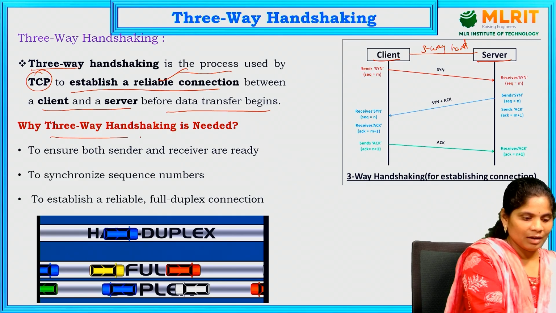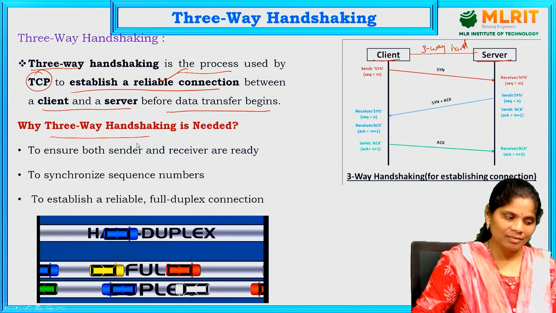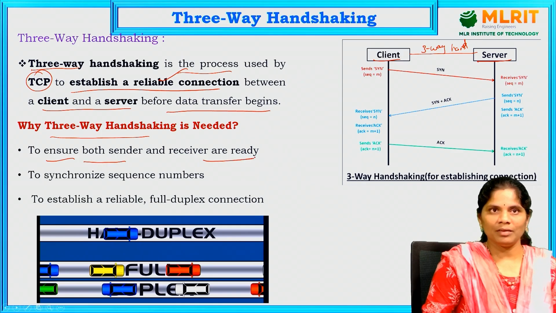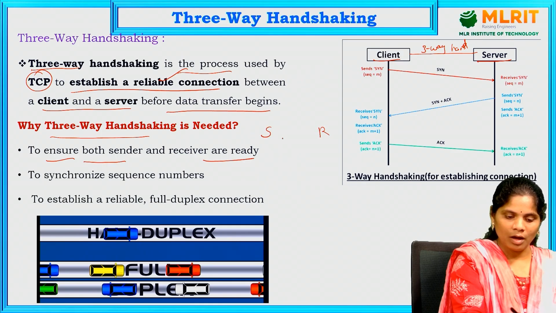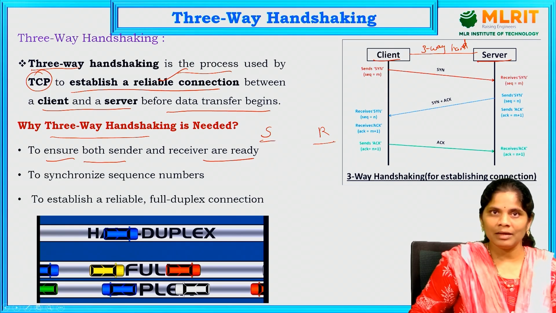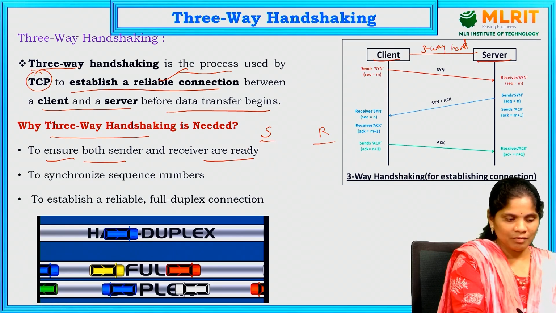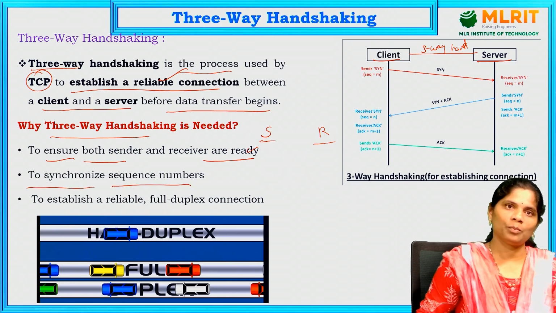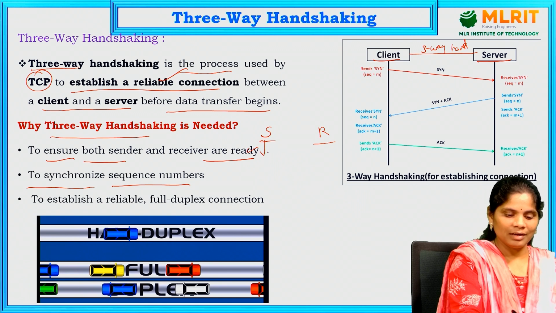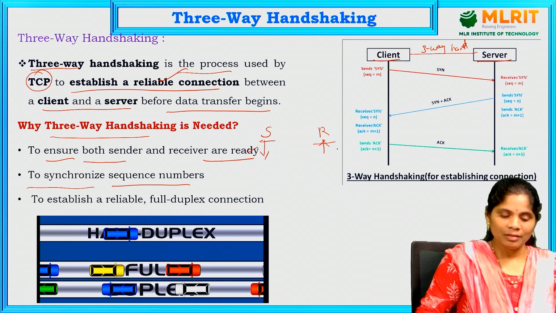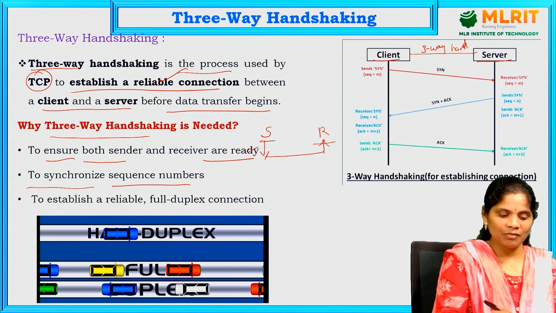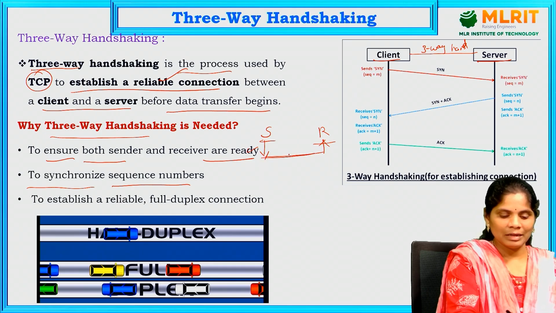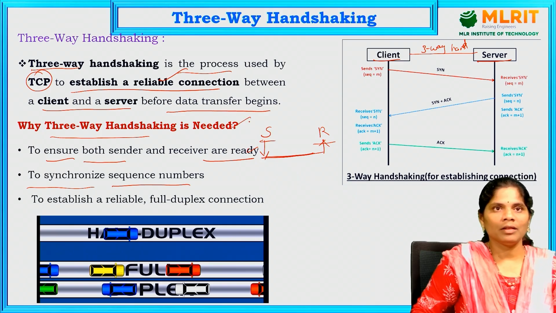Why is three-way handshaking needed in TCP? The reasons are, first, to ensure that both sender and receiver are ready for sending or receiving the data. That is the main work of the three-way handshaking method. At the same time, it synchronizes the sequence numbers. The sender is sending the data and the receiver is receiving the data, so synchronization of the sequence numbers also matters when sending and receiving data.